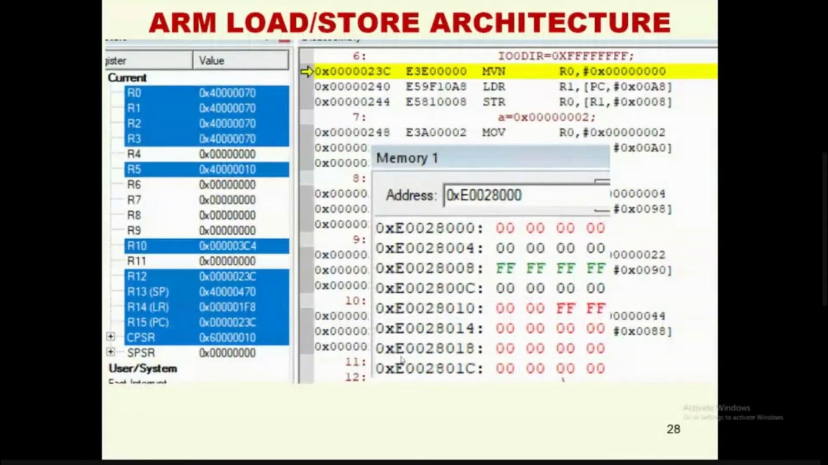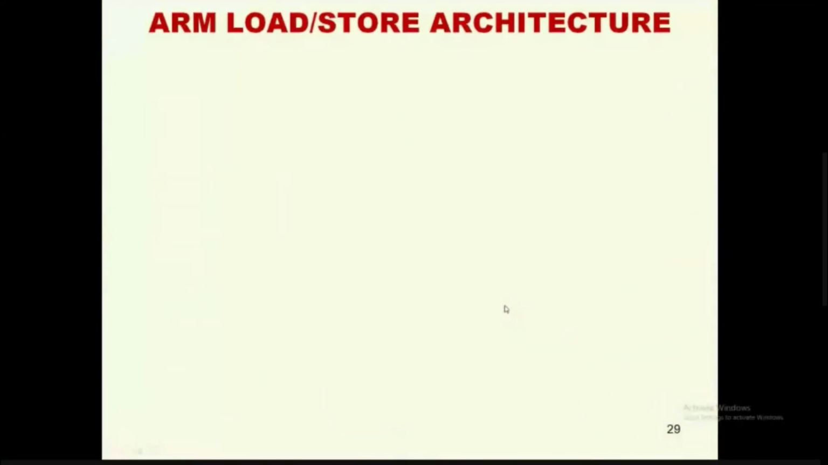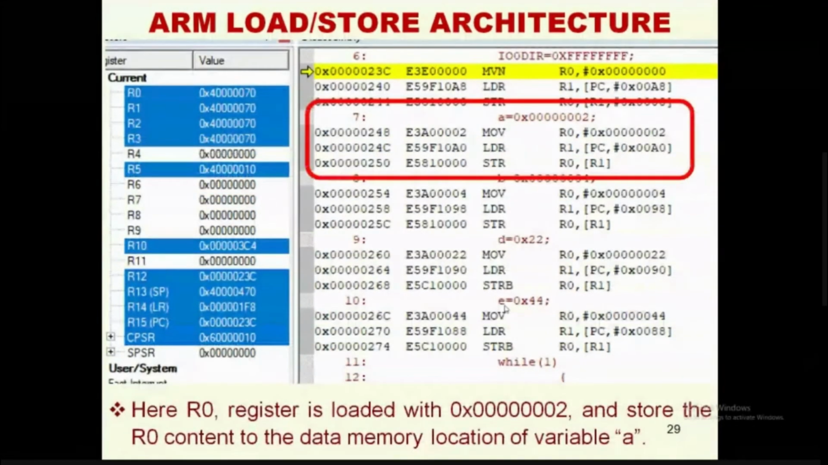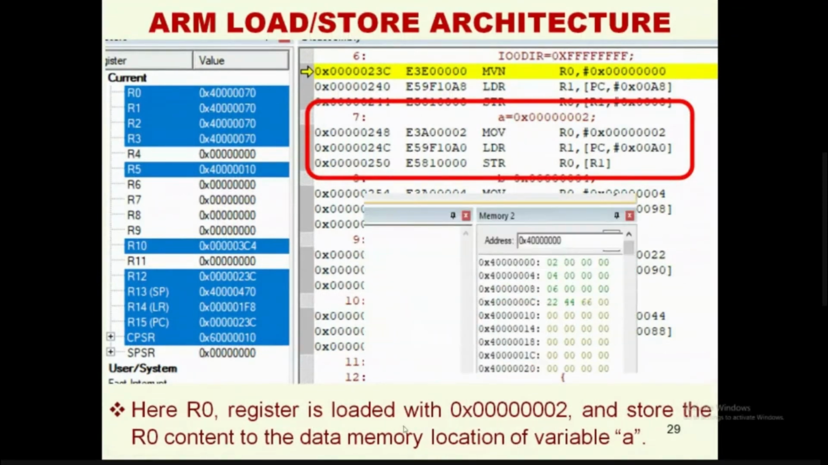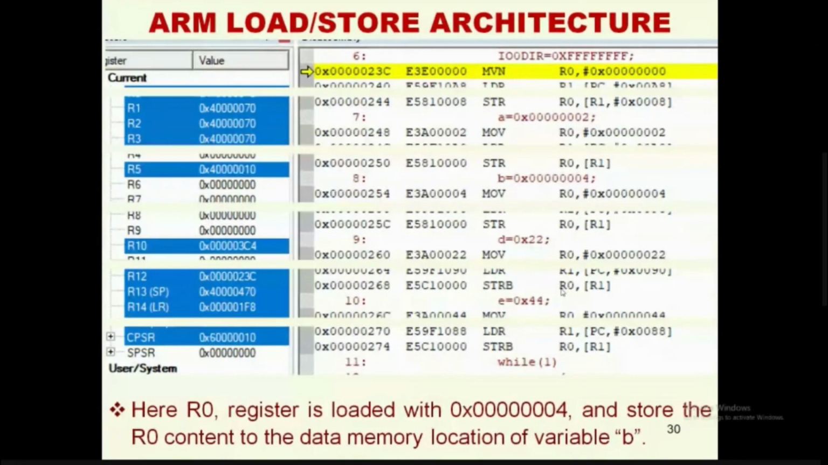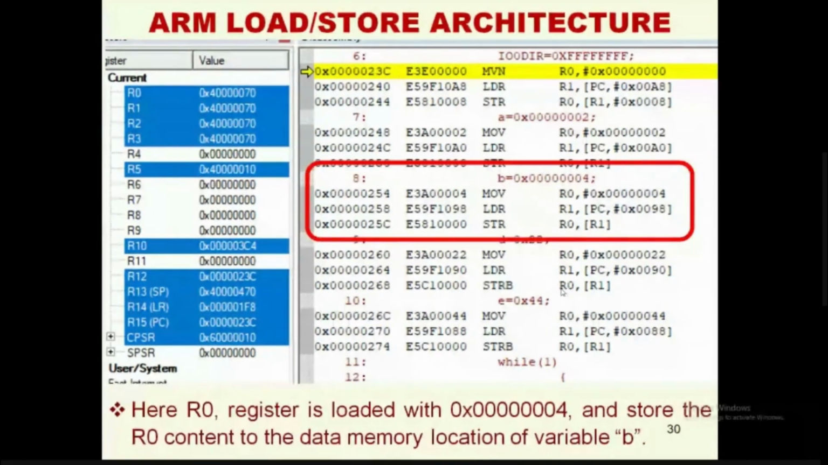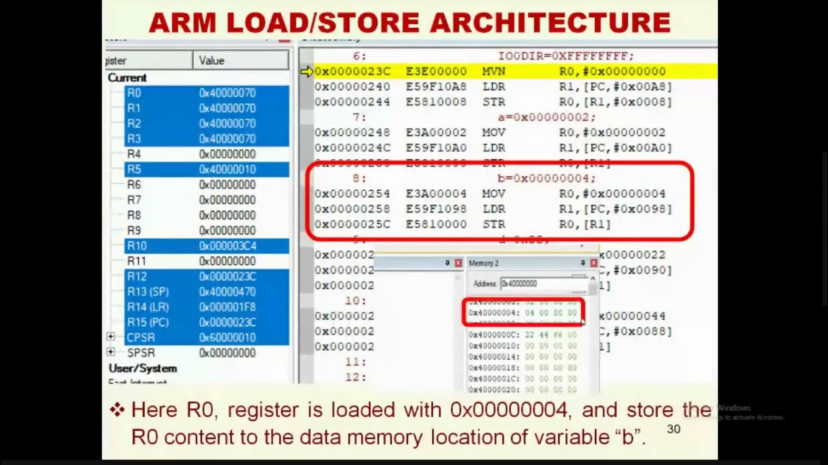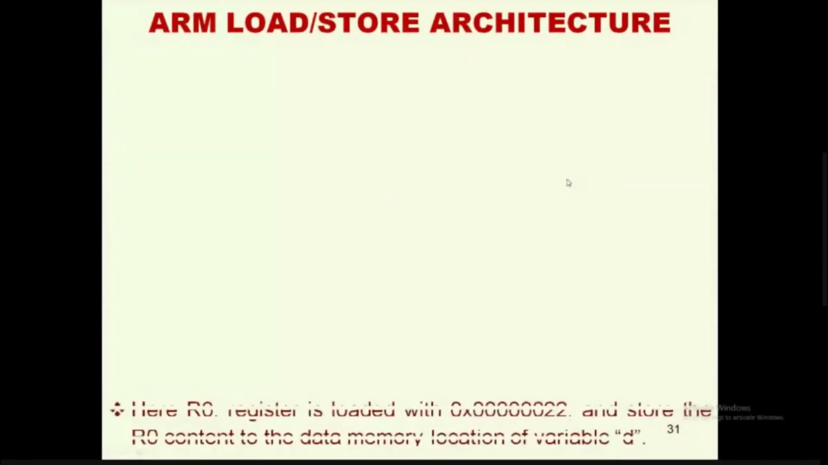So this is load store architecture where 8008 is loaded with FFFF. The same thing, right? The variable A is loaded with 2. That is what is being shown. And here the R0 register is loaded with 2, and the R0 is stored to the data location of the variable A. And that 2 is loaded there to the 4000 location, which you have seen already. Okay. And again B is loaded with 4, and it is stored. B is loaded with 4, which is being shown in 4004. That is what we have seen right now.